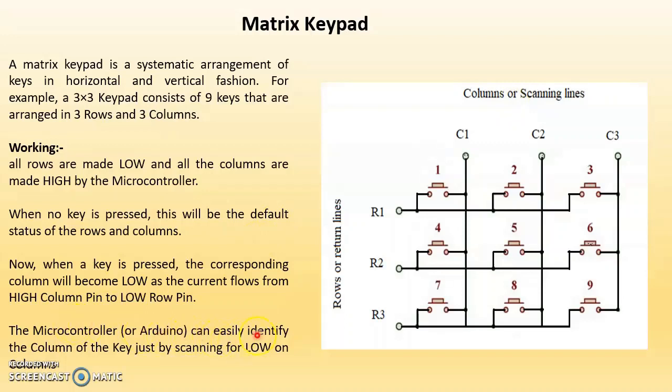The microcontroller or Arduino can easily identify the column of the key just by scanning for low on the columns. So it will always scan these lines. If a column becomes low, it will detect it and send the data we have assigned for that key. For example, if you assigned 4 to this key, then 4 will be entered into the microcontroller system. So this is how a matrix type keypad works.